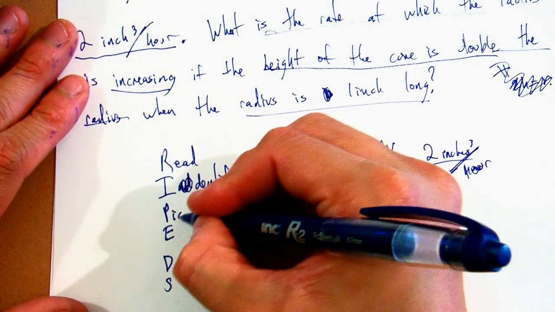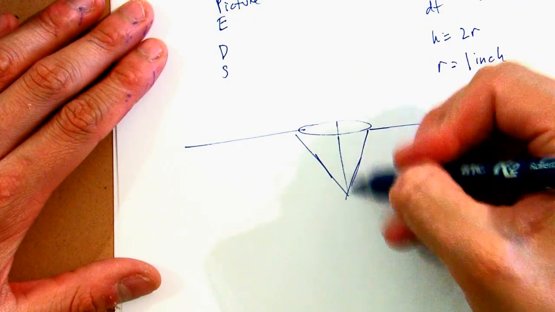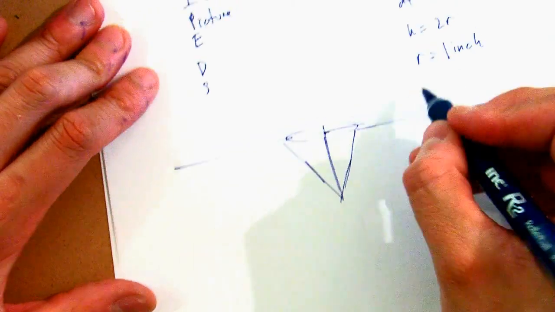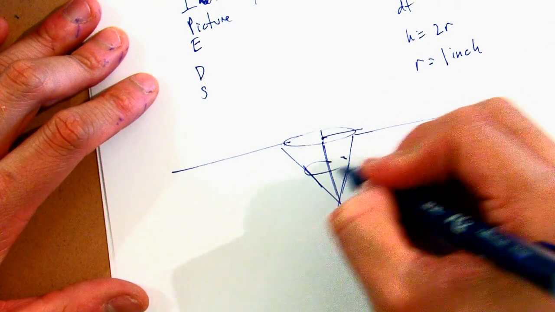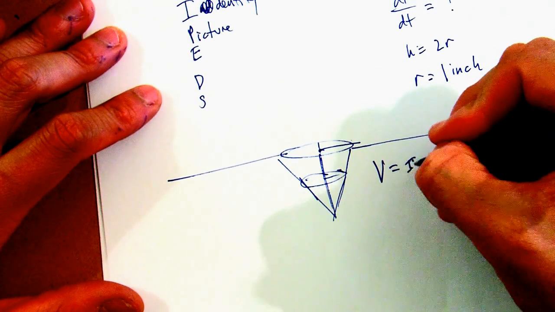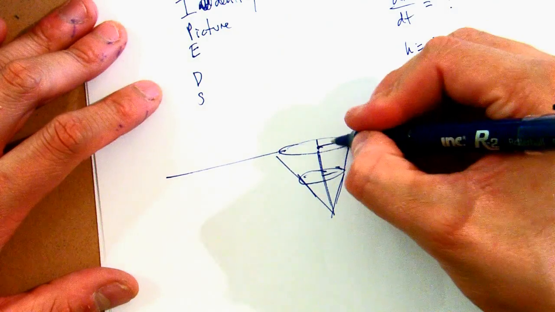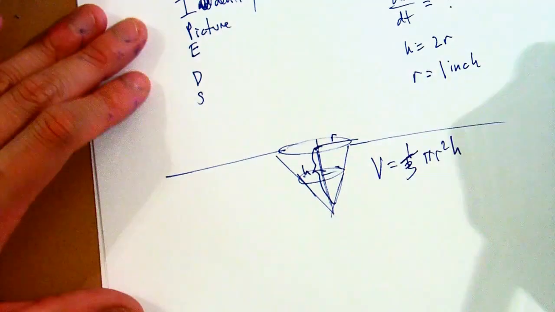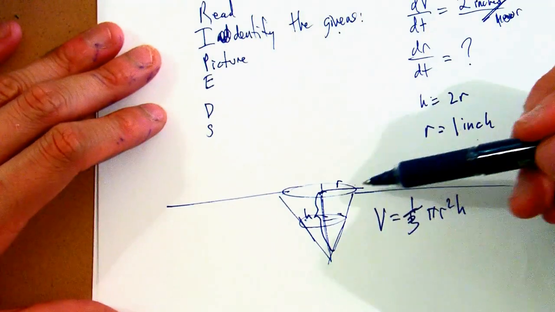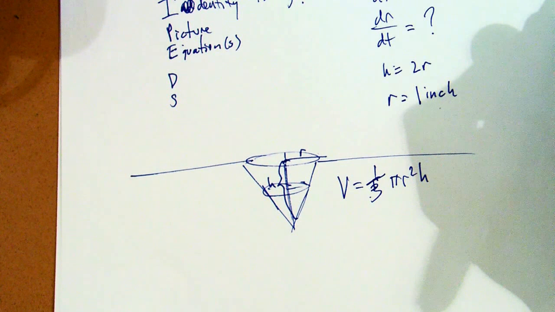Now I need a picture here. The only picture you really need is just to draw a road here, and then maybe if you want, you can draw a pothole. And we have a cone. And the volume of a cone, because there's stuff inside here, is V equals 1/3 pi r squared h, where this is r, and this here is h. This picture actually helps us figure out that I need an equation, or equations in this case.